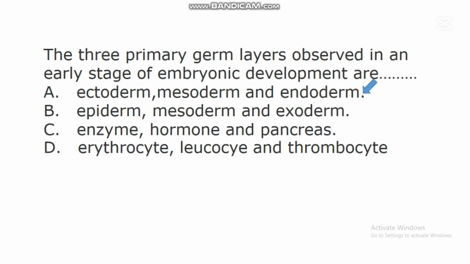Ectoderm, mesoderm, and endoderm. These ectoderm, mesoderm, and endoderm are the three primary germ layers that play a great role in embryonic development. So they are the three primary germ layers observed in an early stage of embryonic development.